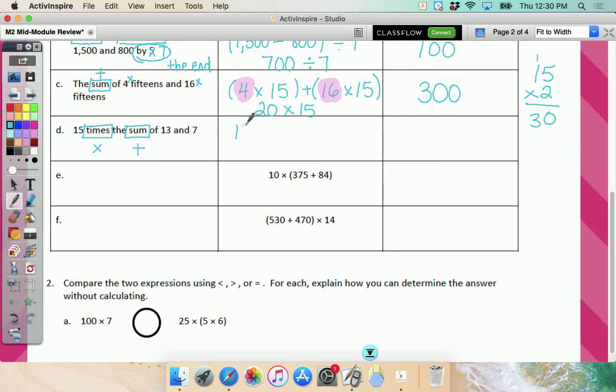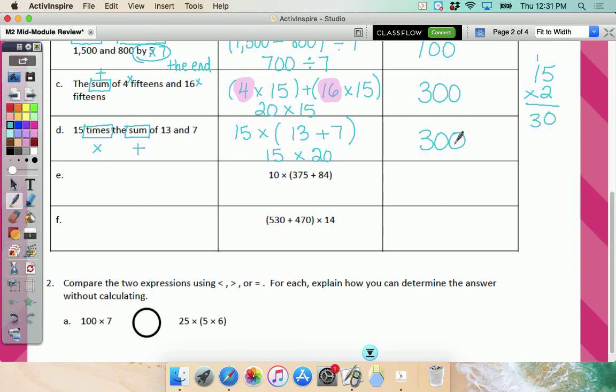Okay, so 15 times 13 plus 7. So 15 times 20. Wait a minute. I already know the answer to that. What is it? 300. I think the test is kind of the same. And I really think what I did was I changed 13 plus 7 to something else.